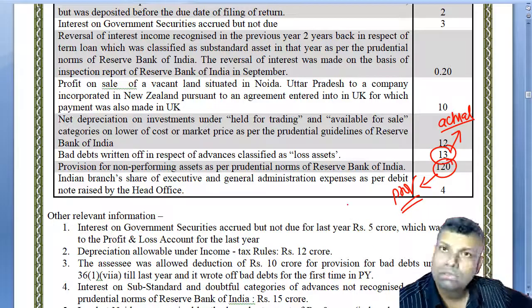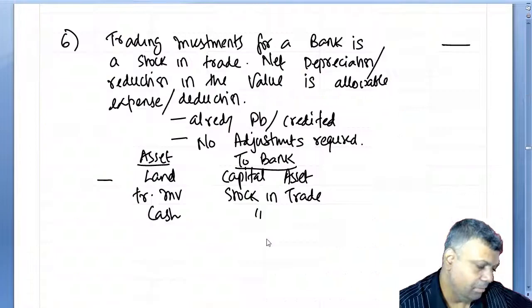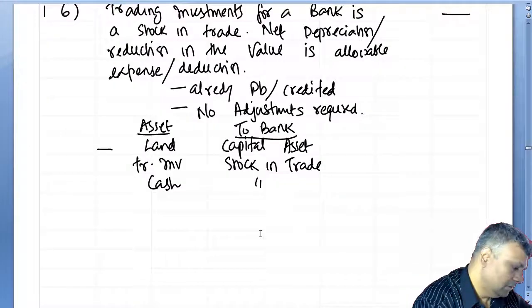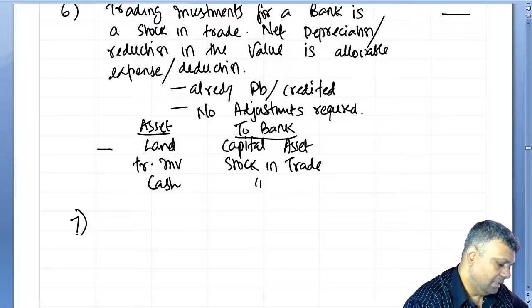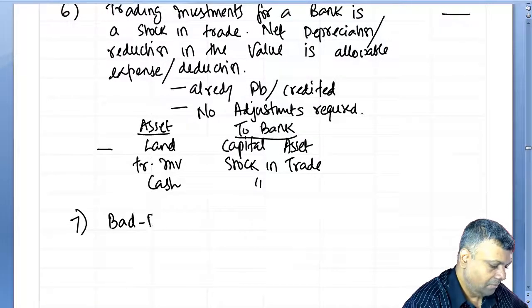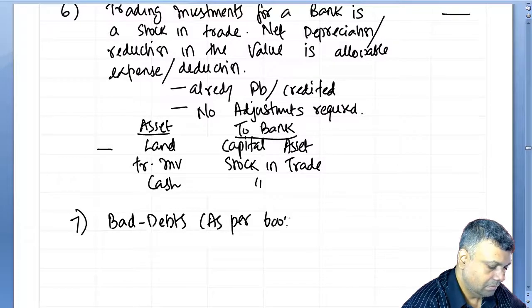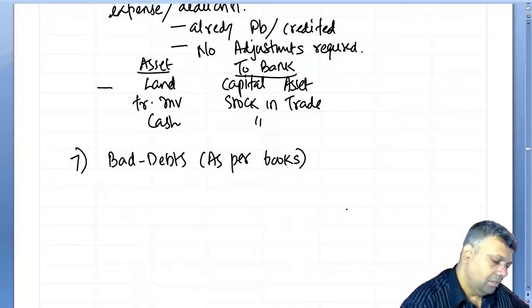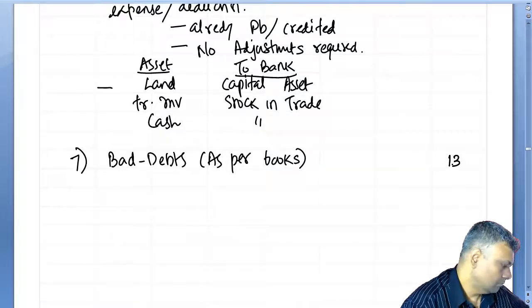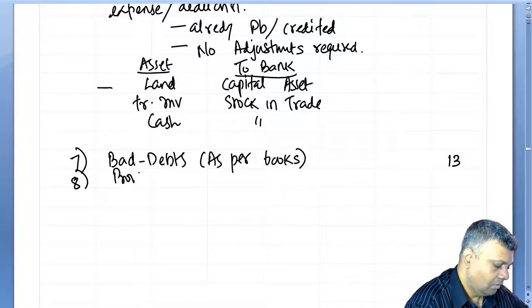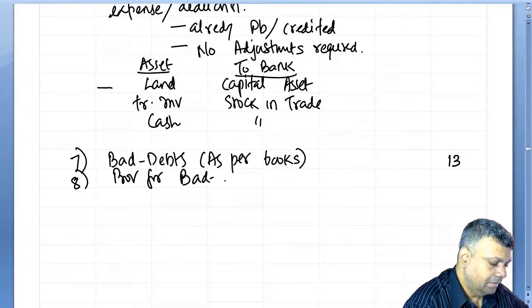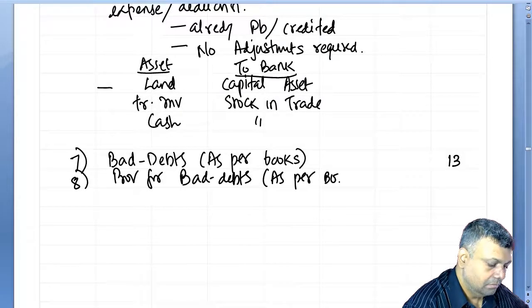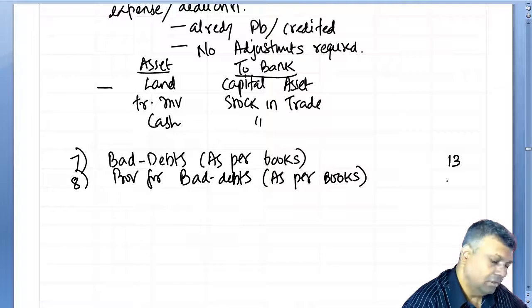Come on, let's do the adjustment in the computation. 6, then 7. Bad debts as per the books. The amount is 13. Provision for bad debts as per the books. That is your 120.